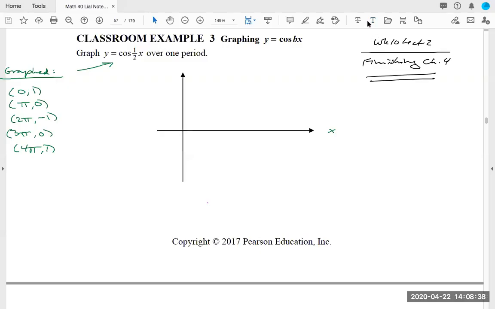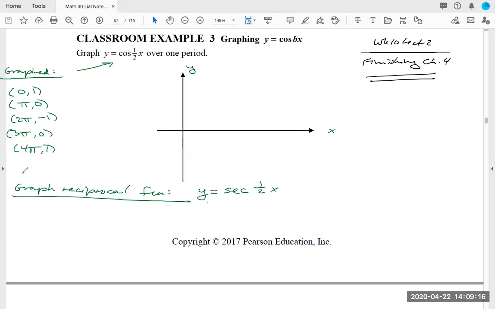Okay, so now that I've gone through that, I've cleared out my screen, and I have put over here what we graphed for y equals cosine 1/2 x. So what I want to cover next, before we continue too far, is how to graph the reciprocal function. The reciprocal function would be y equals secant 1/2 x. Okay.